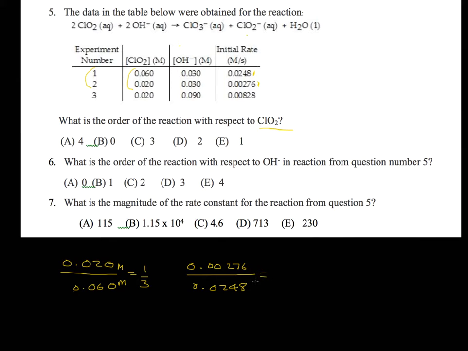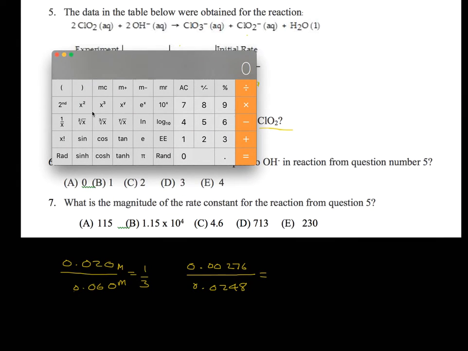And this is going to give us, if I get my calculator real quick, 0.00276 divided by 0.0248, which is 0.111.